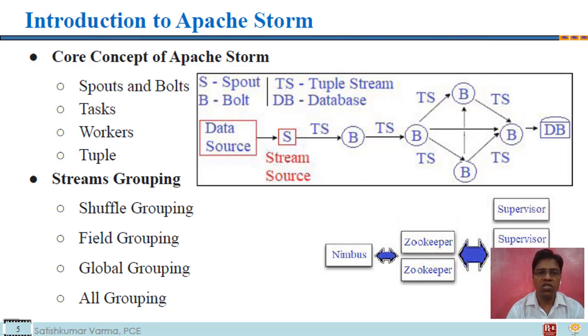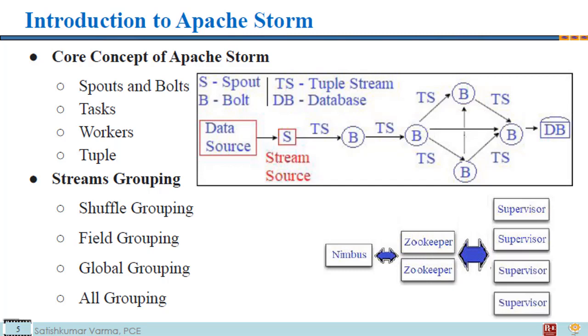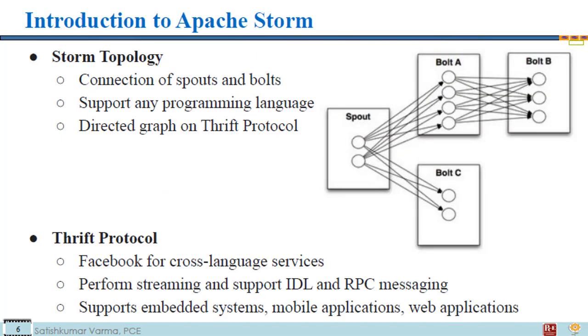In global grouping, all the streams can be grouped and forwarded to one bolt. This grouping sends tuples generated by all instances of the source to a single target instance by picking the worker with the lowest ID. All grouping sends a single copy of each tuple to all instances of the receiving bolt. This kind of grouping is used to send signals to bolts. All grouping is useful for join operations.